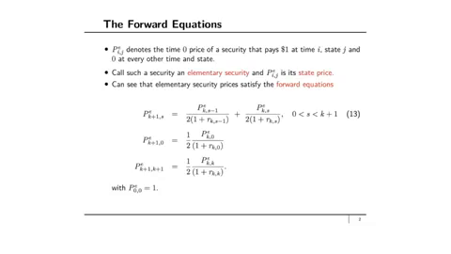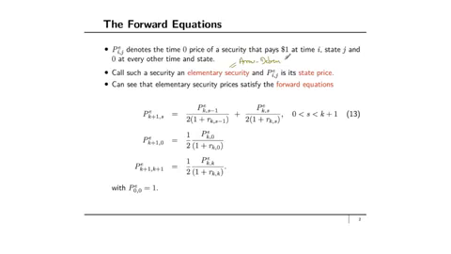So let's get started. We're going to let P subscript i,j superscript e denote the time zero price of a security that pays $1 at time i in state j and 0 at every other time and state. Such a security is called an elementary security. It is sometimes also referred to as an Arrow-Debreu security for those of you who have some background in economics. This type of security actually has a very important role to play in financial economics.